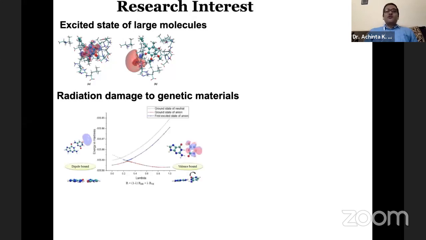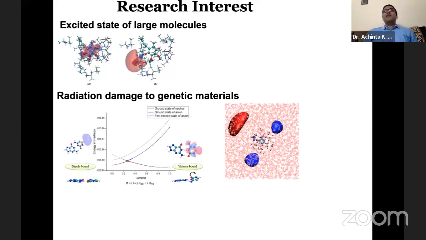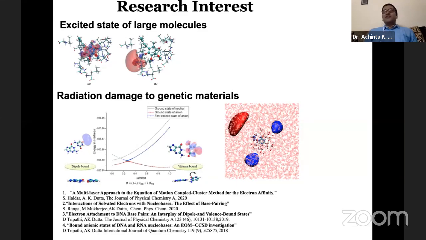So I try to see how this radiation damage happens in the presence of bulk water, because our body has a lot of water, and that's why most of the things we study actually happen in the presence of water. And I try to study, using QMMM methods, how this radiation damage actually happens in our body. These are some representative publications from our group, but that's not important.